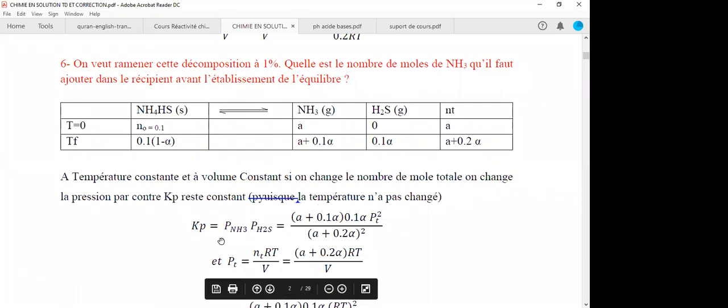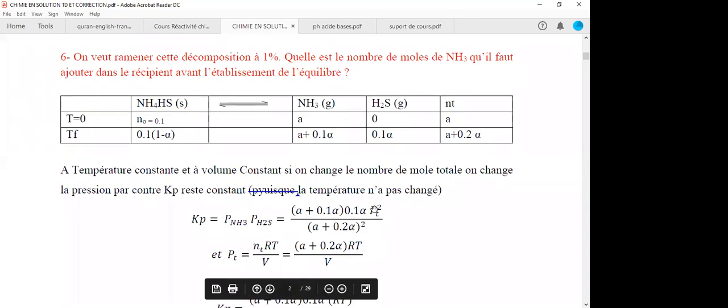So in this case, Kp is given by the pressure of NH3 times the pressure of H2S. The partial pressure of NH3 is given by the number of moles, R plus 0.1 alpha, divided by R plus 0.1 alpha, times the pressure of H2S, 0.1 alpha, divided by R plus 0.1 alpha, times P total squared, because we are multiplying by P total. That's why I've got P total squared.